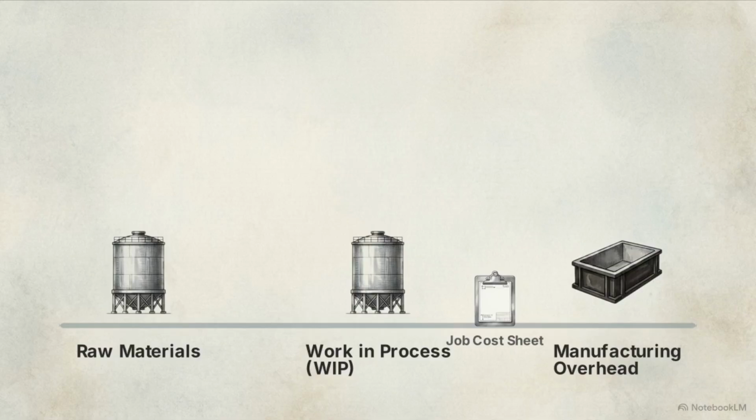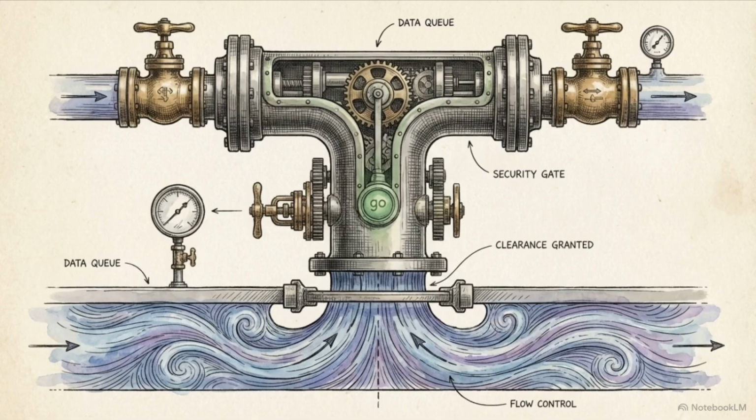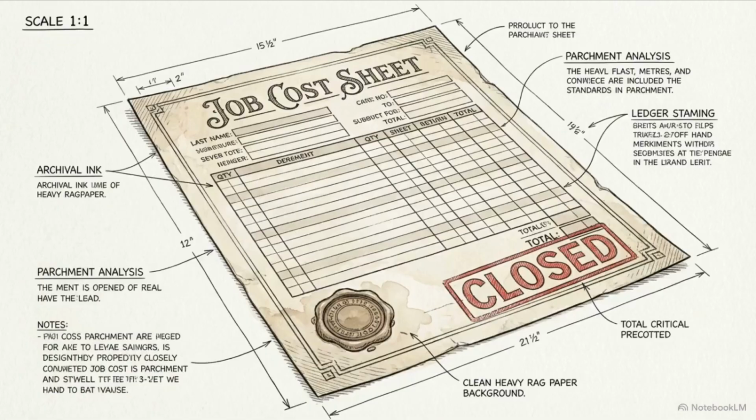Which reservoir a cost enters depends entirely on a strict rule of traceability. If a cost can be directly tied to a specific job, it flows straight into work in process. If it cannot be traced directly, it gets diverted to the manufacturing overhead reservoir. By building this specific T-account architecture, managers create strict checkpoints. This ensures no cost is lost or improperly assigned to a product before the job is finished.